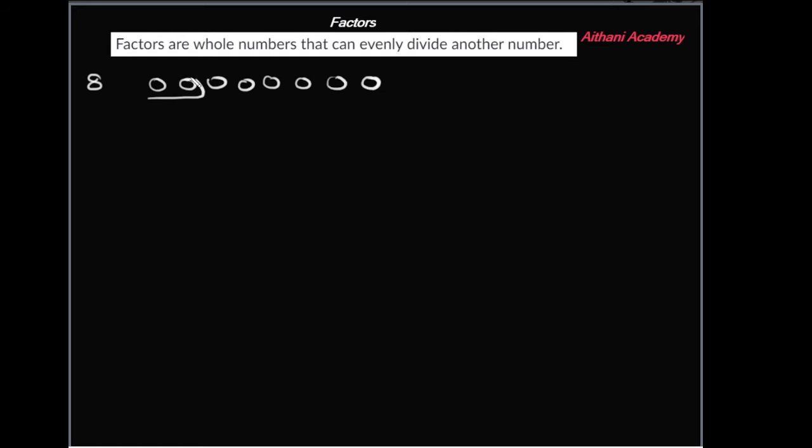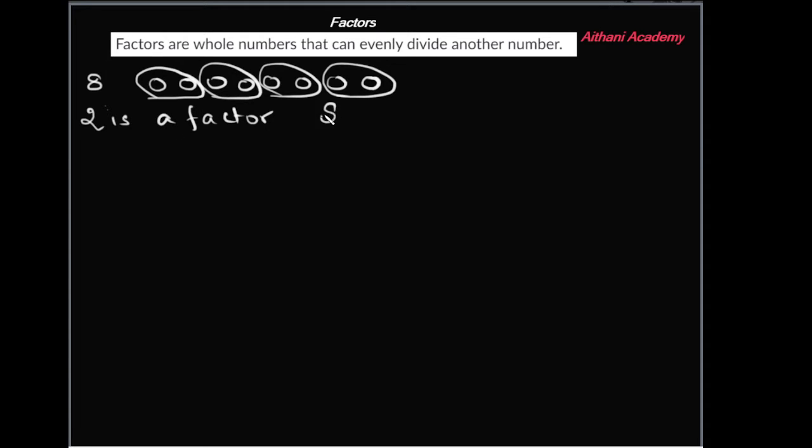Can I divide 8 into equal groups? Yes, I can. So in this case, 2 is a factor. How can I write in the equation form? 8 divided by 2 is 4. No leftovers, remainder is 0. So 2 is a factor.